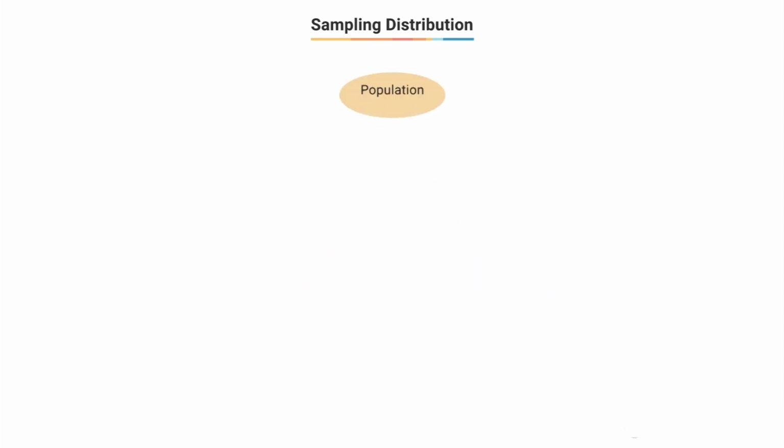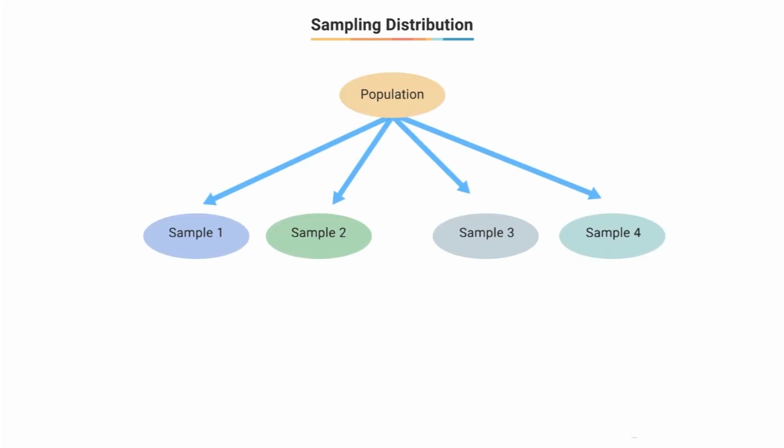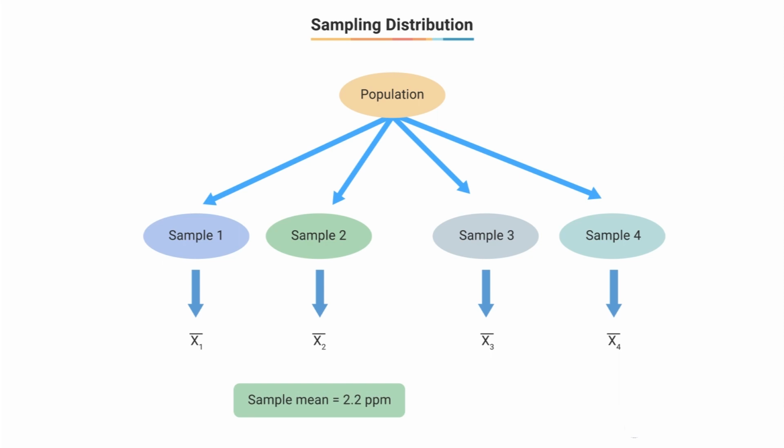Remember that the sampling distribution is nothing but the distribution of all the possible sample means that can be generated from this population. And this means that our sample mean, which was 2.2 ppm, is definitely one of the sample means present in this distribution.